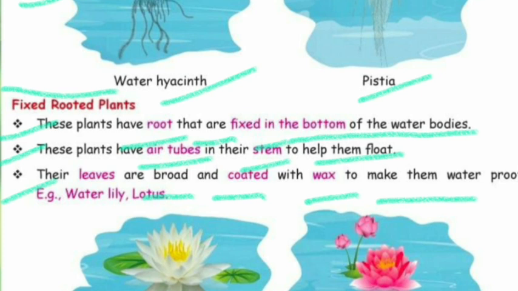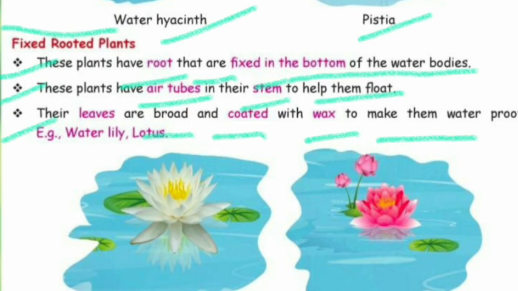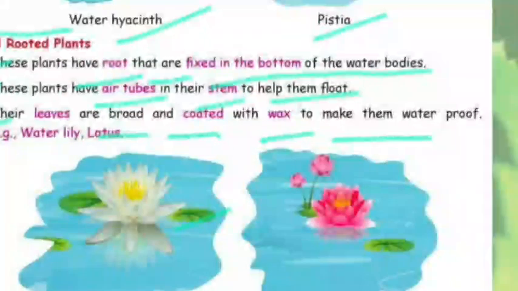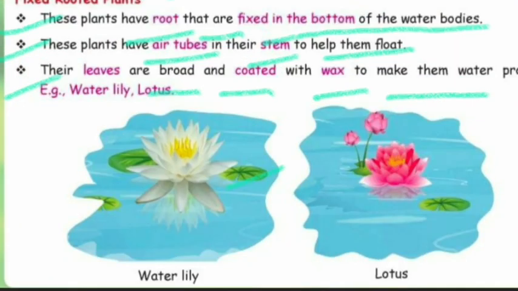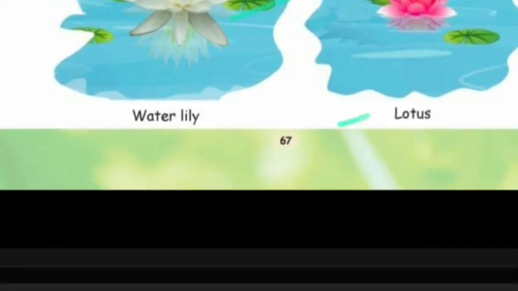Have you observed, children? The leaves of lotus and lily are broad like a plate, and they float. Have you ever seen a drop of water on the leaves of the lotus? It is like a pearl, because they have a waxy coating on their leaves. This type of plants are water lily and lotus. Just observe this picture carefully, children.